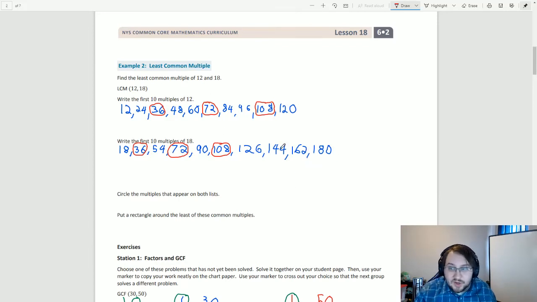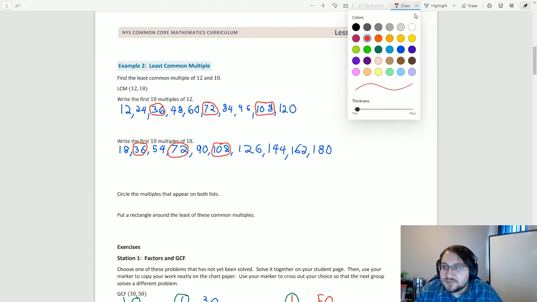If we kept going, I know that 12 times 12 is 144, so this would be on both lists, but it's not right now, just because we stopped at 10. But that is a common multiple. But we don't need to worry about that because we're worried about what our least common multiple is.